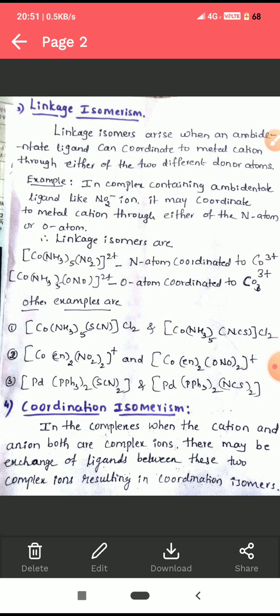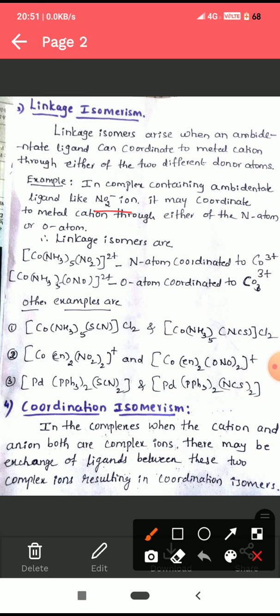For example, another example, the NO2 ligand also has two donor atoms, nitrogen and oxygen. You can see the example here, Co(NH3)5NO2. Here the cobalt is bonded to NO2 through a nitrogen atom. In another complex, cobalt is bonded to NO2 through an oxygen atom. Such types of isomers are called linkage isomers. Okay, this is about linkage isomerism.